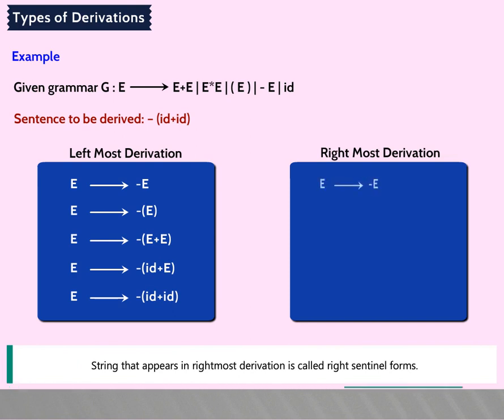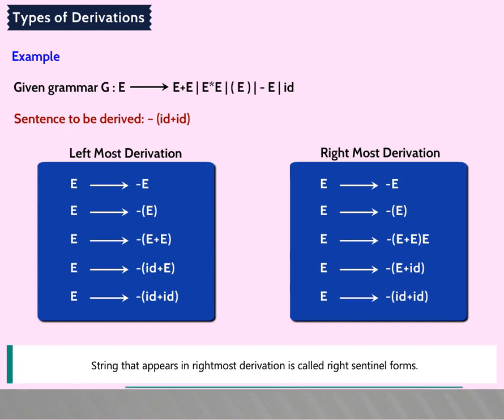Rightmost derivation: E produces minus E, E produces minus of E, E produces minus of E plus E into E, E produces minus of E plus ID, E produces minus of ID plus ID. Strings that appear in a rightmost derivation are called right sentential forms.